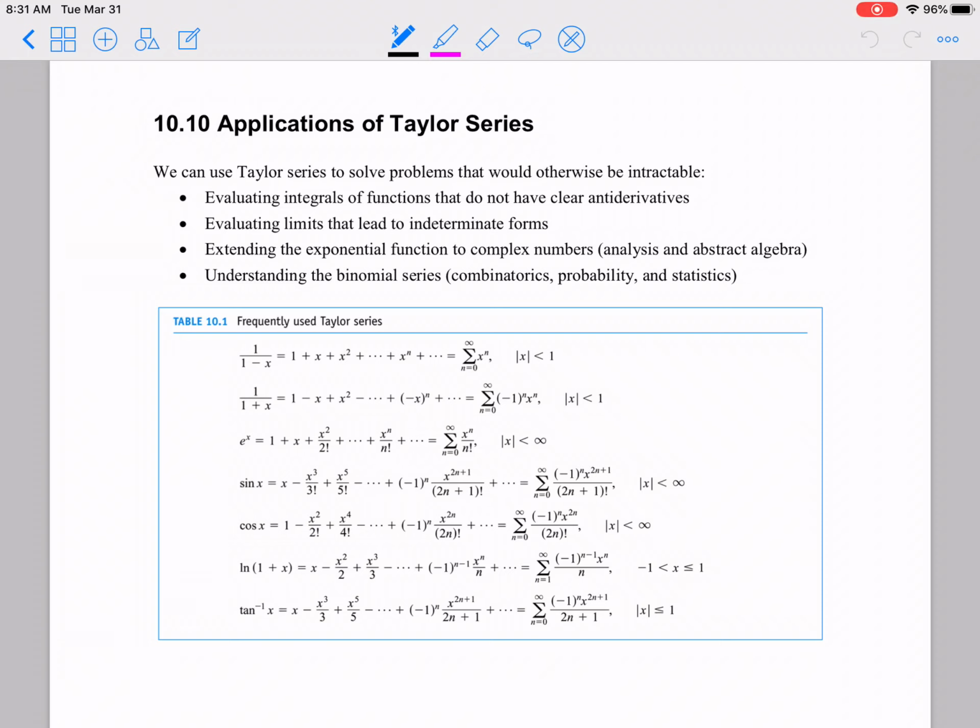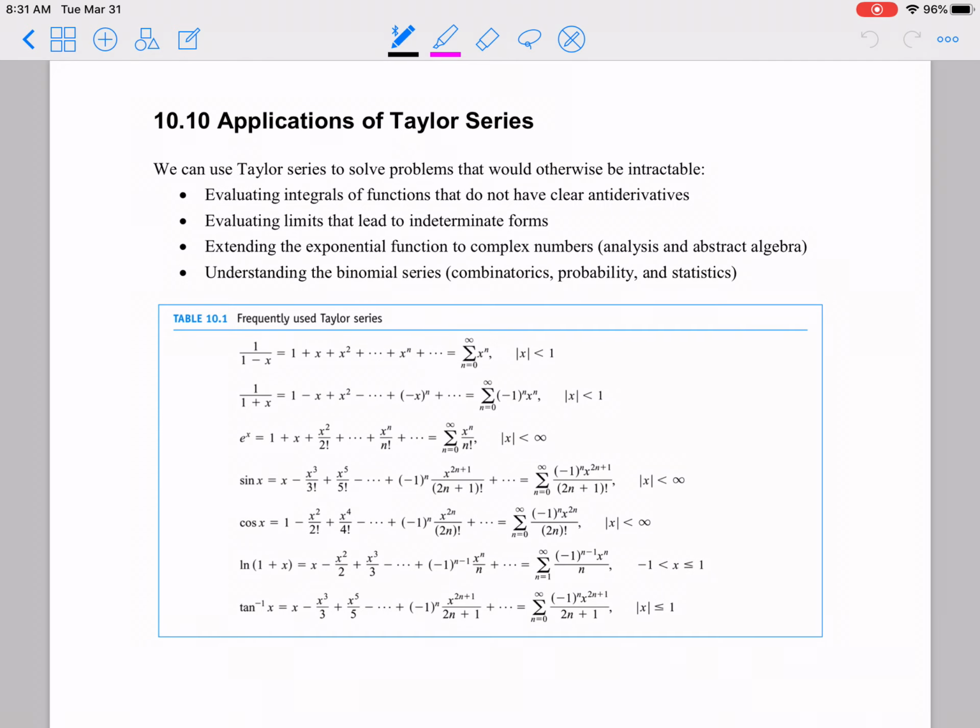Okay, we're going to go ahead and finish up chapter 10 here with 10.10, and we're going to do some applications of Taylor series here. And I know I've already been kind of talking about how good it is to use in a lot of situations here, but let's go ahead and see it done.